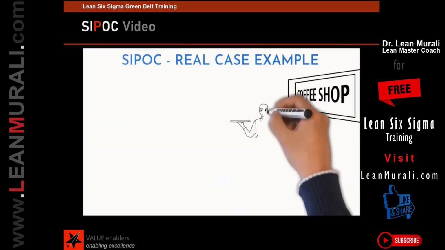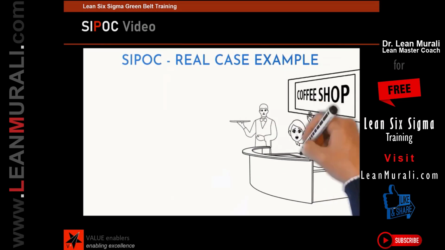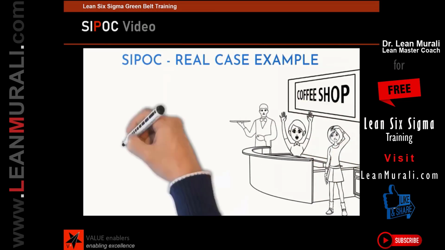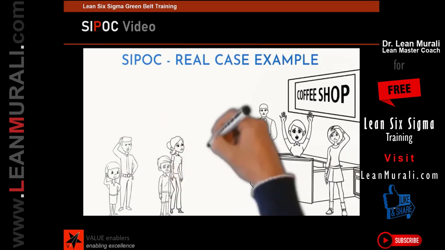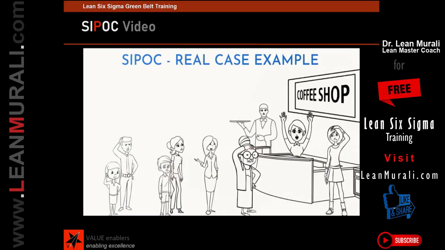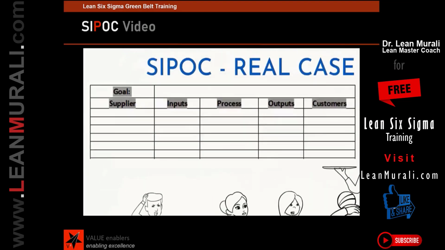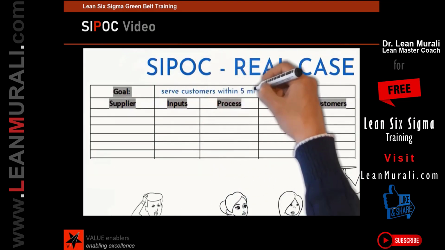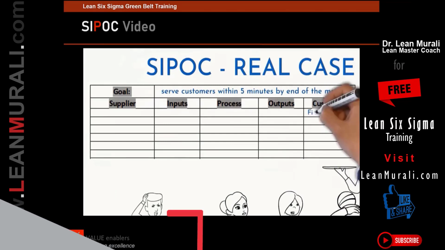Here is a real case example of a failing process at a coffee house. We were waiting in line just to order coffee and cake for 15 minutes. Another 10 minutes to get it, and there were just 3 orders before us. So not a very busy day, but 3 waiters trying to satisfy those orders. The goal to improve the process should be to serve customers within 5 minutes by the end of the month.